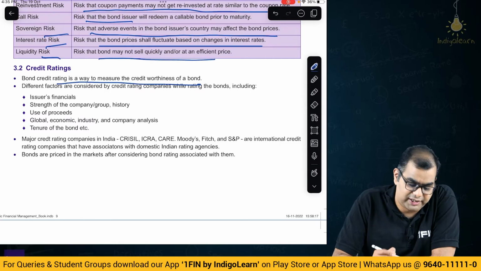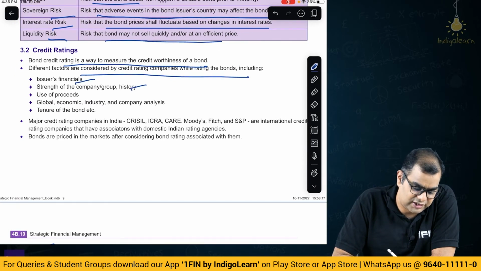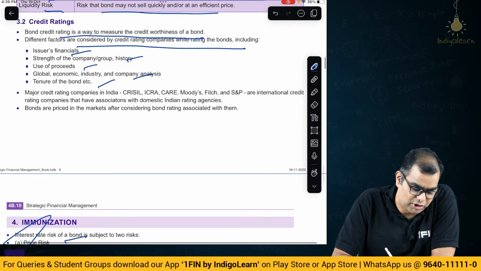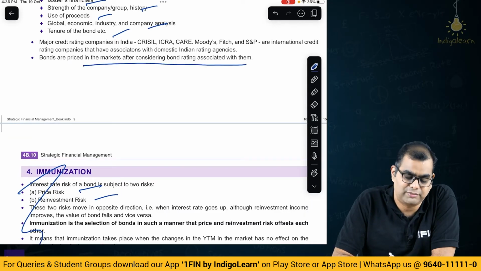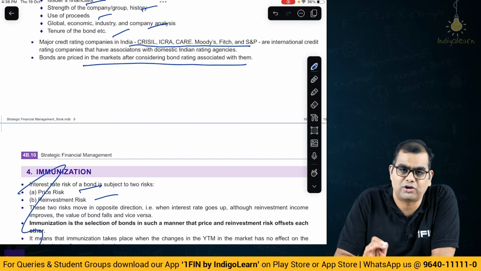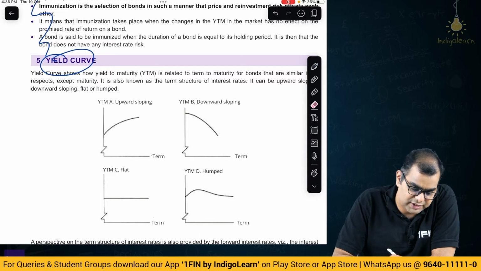It is a way to measure creditworthiness, and different factors are considered in credit ratings: the issuer's financial strength, use of proceeds, global economic, industry and company analysis, tenure of the bond, and their price in the market after considering the bond ratings associated with them. Bond ratings are issued by CRISIL, ICRA, CARE, Moody's, Fitch, S&P, and so on. Then we discussed immunization. Then we need to discuss something called the yield curve.